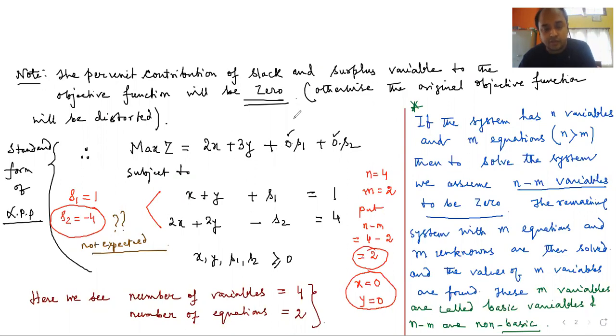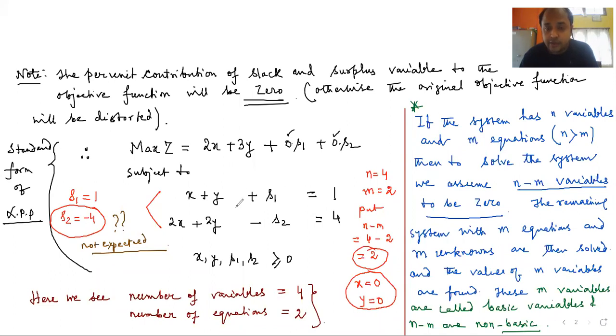Okay, this is not expected. So what shall we do at this point? If you tell me, sir, put S1 and S2 equal to 0, because any variable you can put to be 0. Then in that case, I will get a system with x plus y equal to 1 and 2x plus 2y equal to 4. And if we do so, then what will happen?